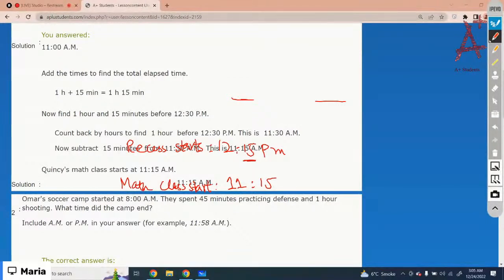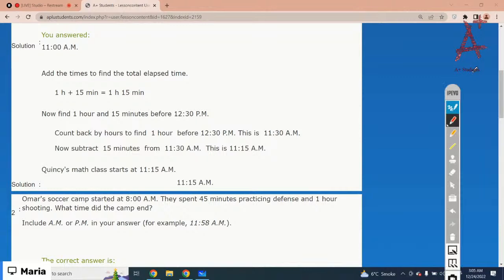That means the maths class starts at 11:15 a.m. Got it? Because it started at p.m., when you go back 1 hour, it would be 11:15 a.m. Got it? So let's just start with the practice questions.